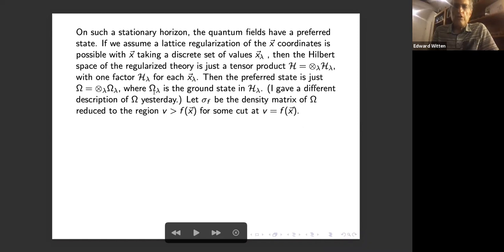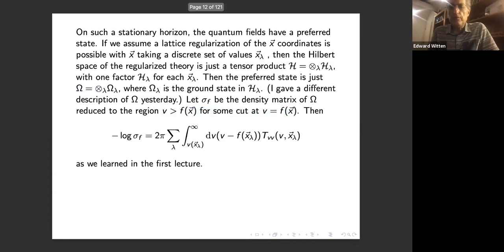And if we let omega lambda be the ground state in the Hilbert space h lambda of the regularized theory, and we let omega be the tensor product over all lambda of omega lambda, then that's the state we're talking about. It's also the same as the Hartle-Hawking state restricted to the horizon. Now let sigma f be the density matrix of this state restricted to the future of some cut at v equals f of x.